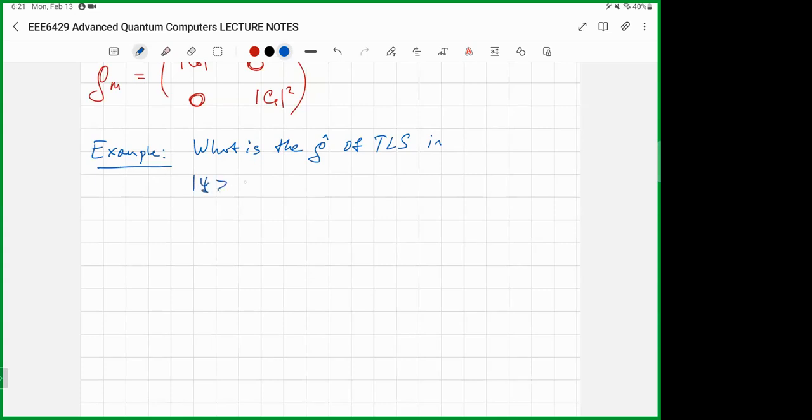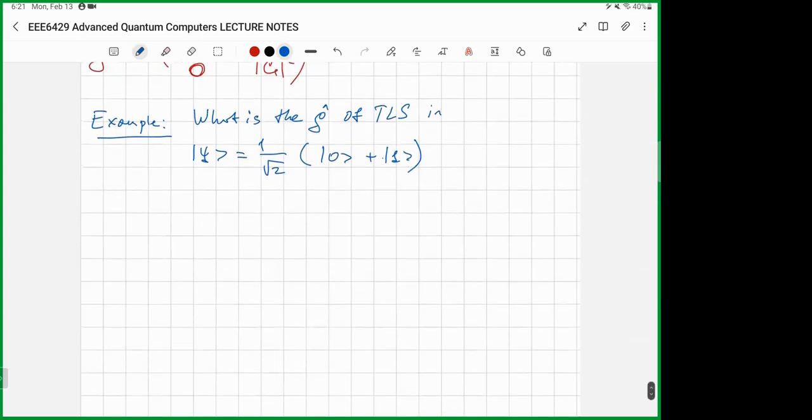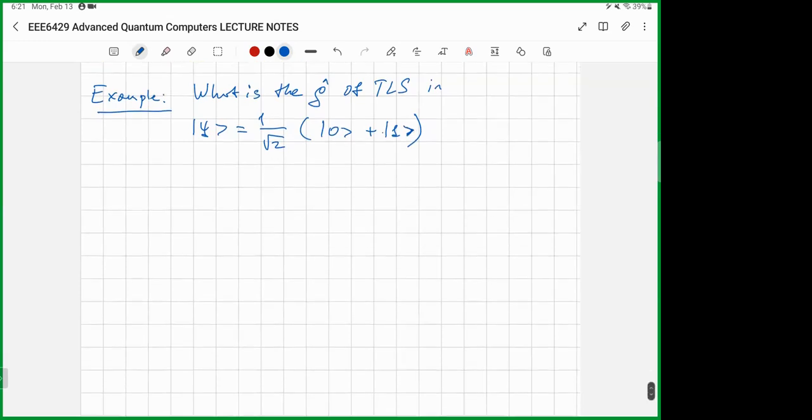The superposition is psi equal to 1 over square root of 2, and two states, 0 plus 1. So there is equal probability of finding the system in either state 0 or 1. Equal probability. So this is the superposition state. What is the density matrix? It's very simple. This is the pure state.